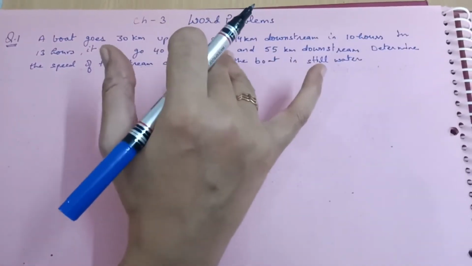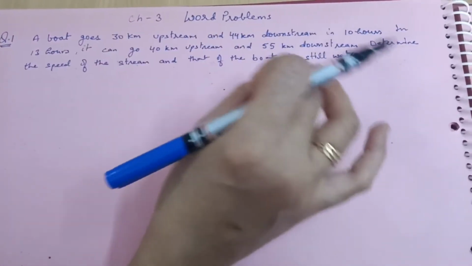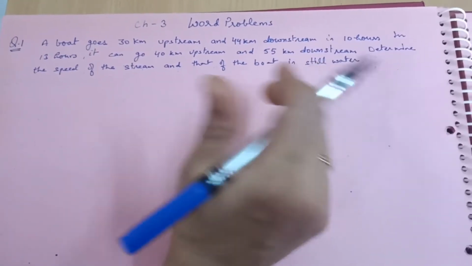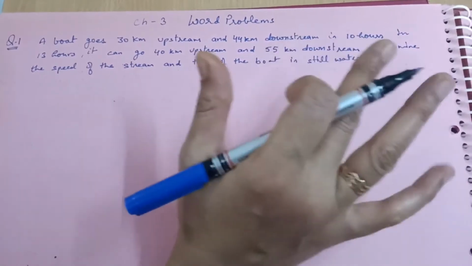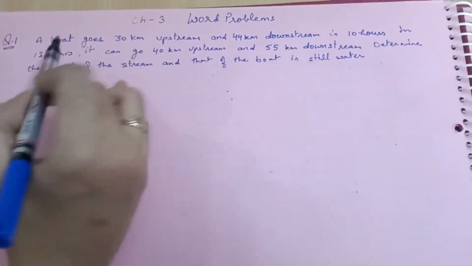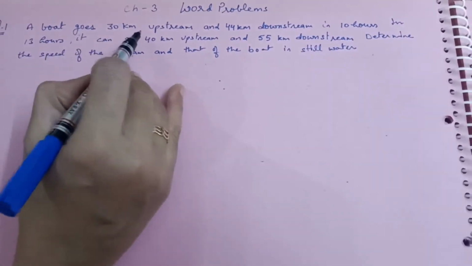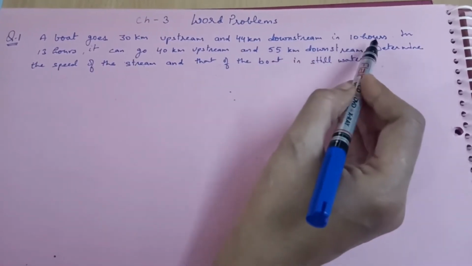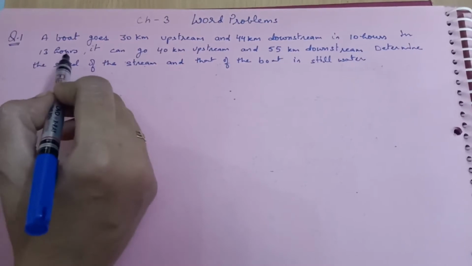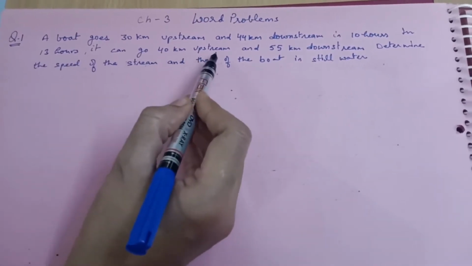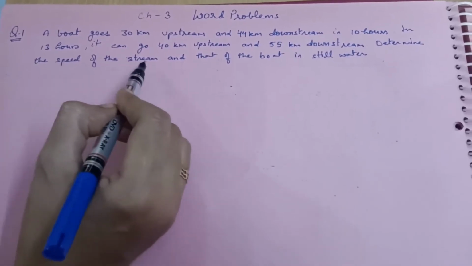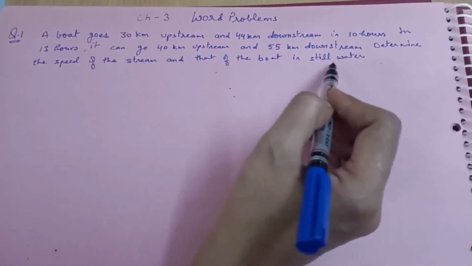Actually, this question I have taken from an example of NCERT. It's a very important example. Many times CBSE has asked this question in board exams. So I am going to clarify how the question is to be done. A boat goes 30 km upstream and 44 km downstream in 10 hours. In 13 hours it can go 40 km upstream and 55 km downstream. Determine the speed of the stream and that of the boat in still water.